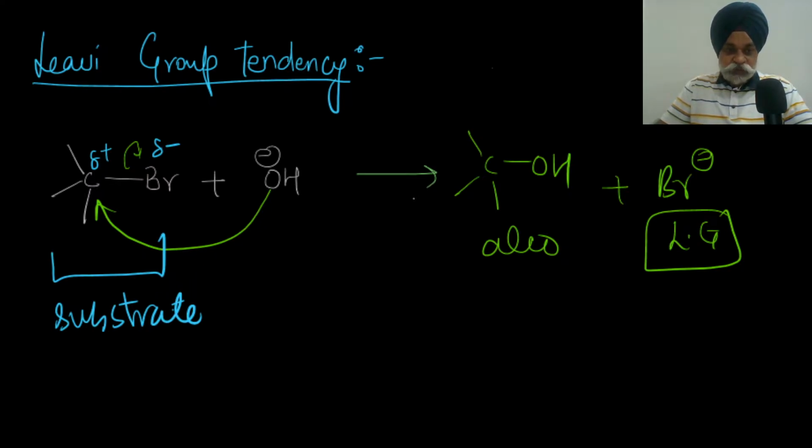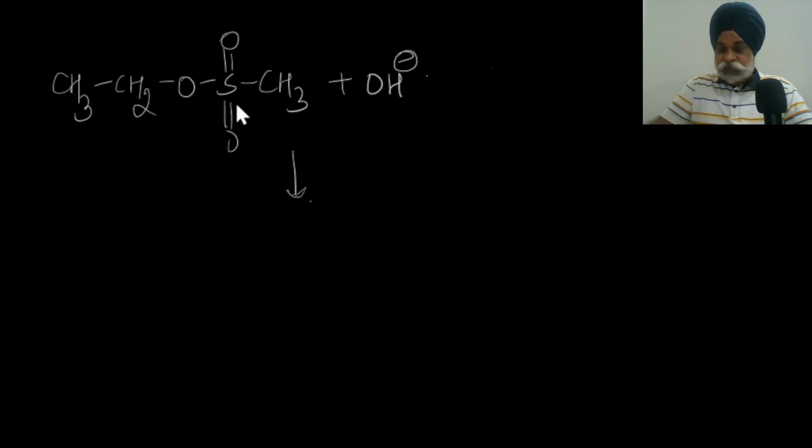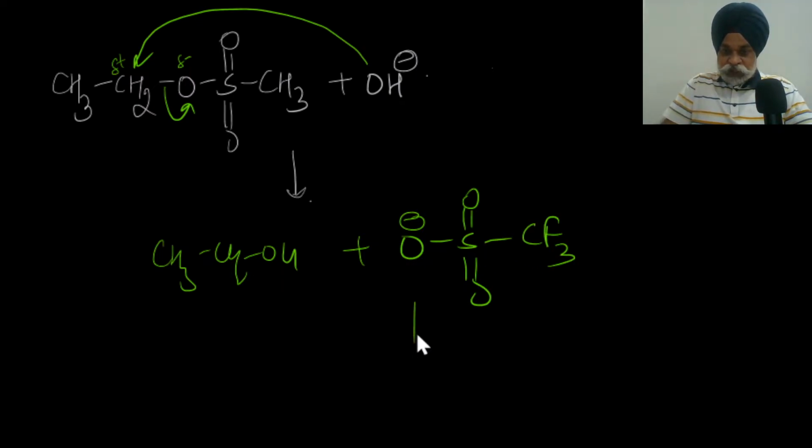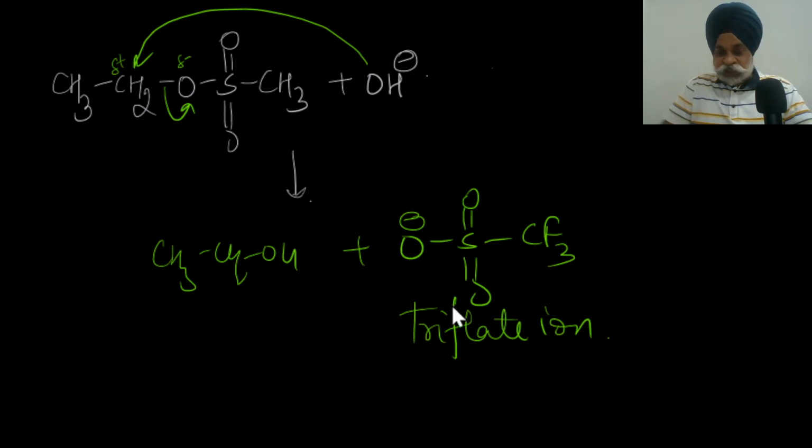Let me show you a few more examples explaining leaving group tendency. Here OH negative is attacking this carbon, a delta positive, delta negative polar compound, and this group goes out, and as a consequence you again get an alcohol. Along with it you get a leaving group, which is the triflate ion. This is a very good leaving group. Why it is a very good leaving group, we will discuss in a while.